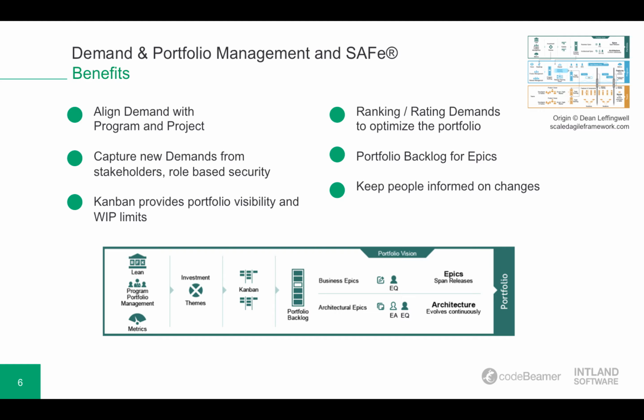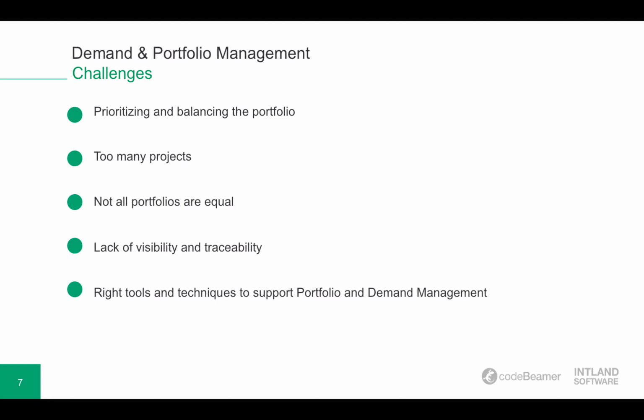And this includes ranking, for example. You can rank the epics and prioritize them to optimize the portfolio. Also, a backlog of portfolio level epics, which needs to be addressed by the portfolio product managers in the upcoming PSI, is being created here. In addition to that, changes can be made or managed very transparently so that people are always informed when there are some changes. So what are the challenges of portfolio and demand management?